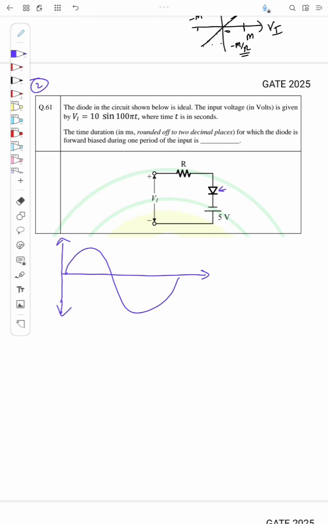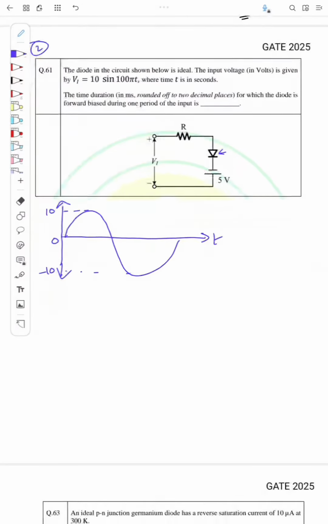right? And the peak is 10 and minus 10. So what is the frequency of the signal? Vi is equal to 10 sin 100 pi t. Okay, so this is like 2 pi f t. So here from the equation, what is f? 2 pi f is 100 pi, so f is equal to 50 hertz.